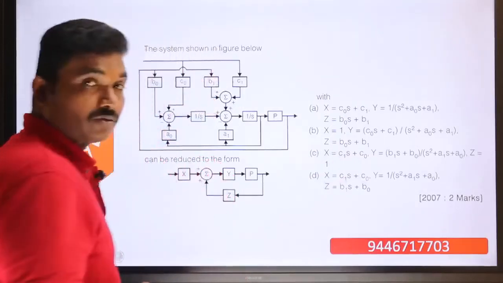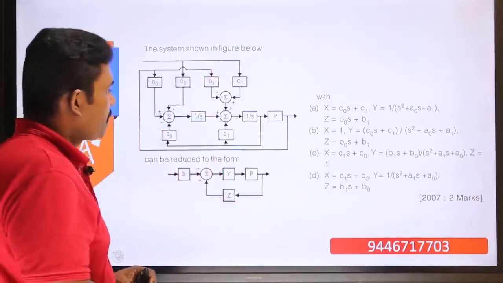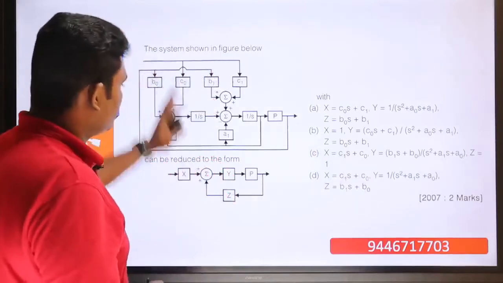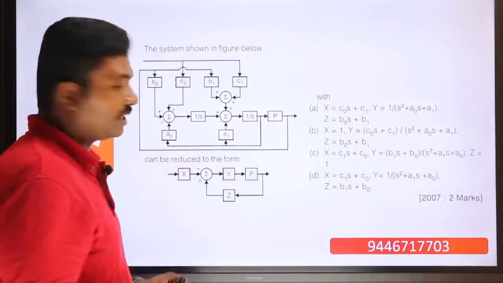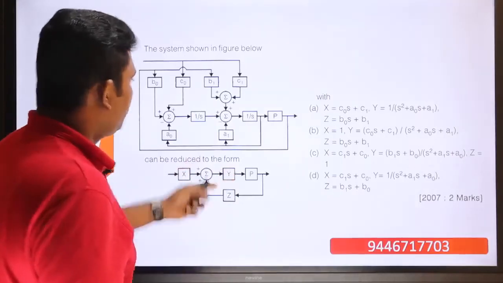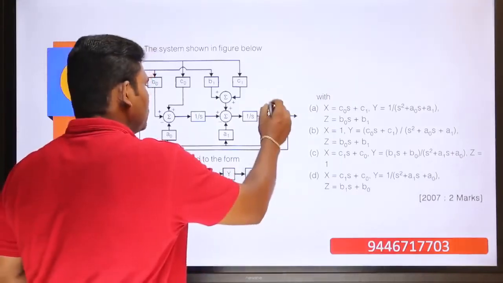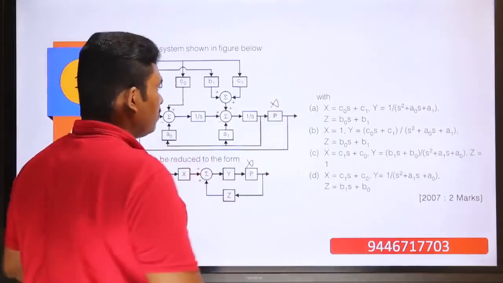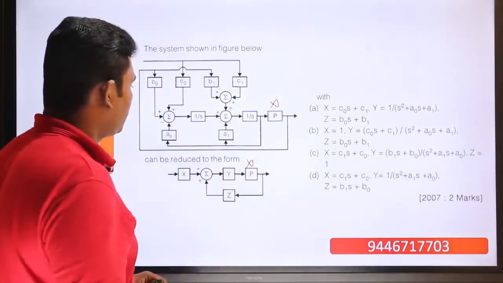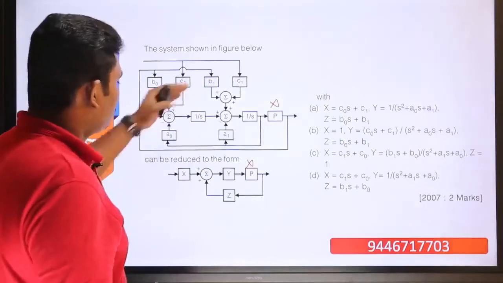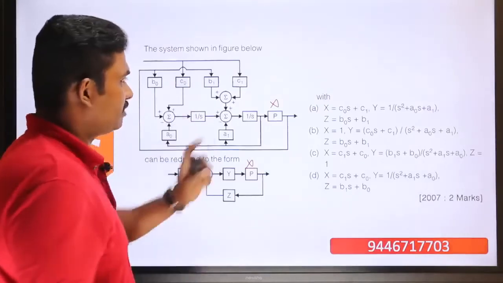Again, this is also a 2-mark question. So we will have to reduce the given system into this form, and then you will have to deduce the values of x, y and z. So P will remain the same. There is no significance for P. P will always remain the same. In the initial block diagram also, P is given as P itself. Okay. So we will have to reduce this block diagram into this form and find out the values of x, y and z.